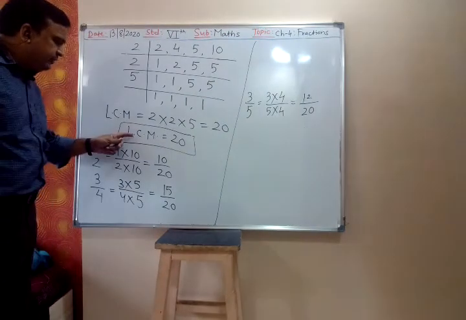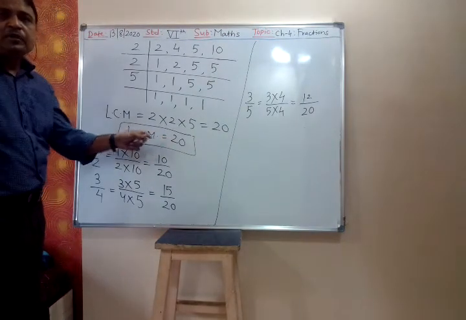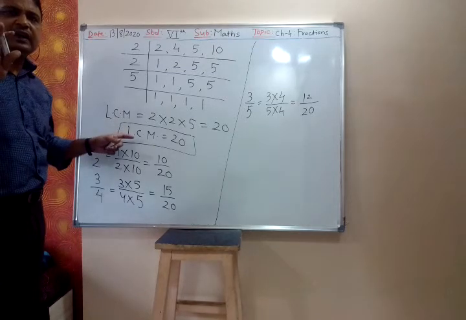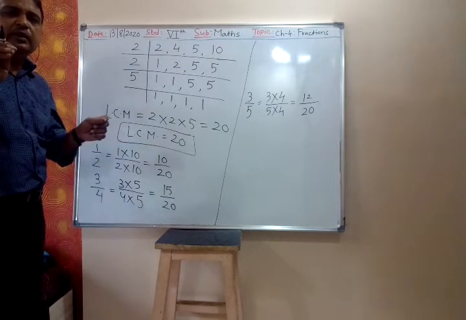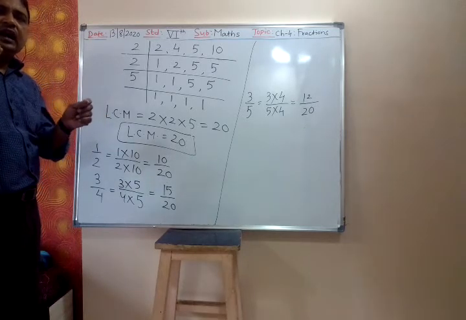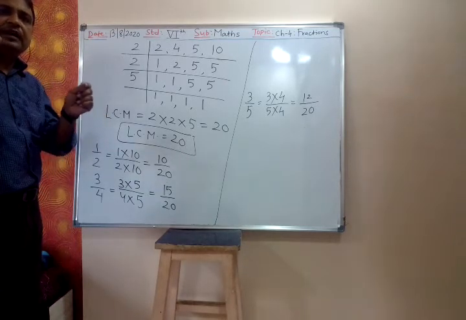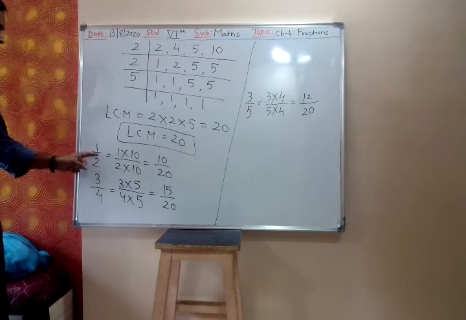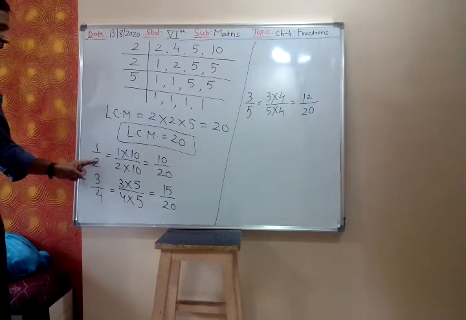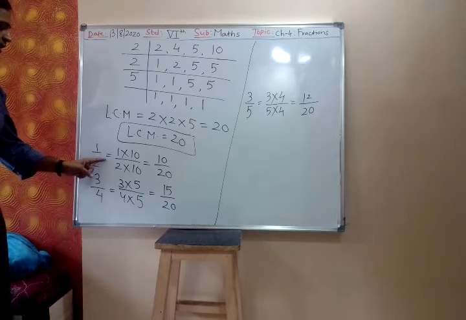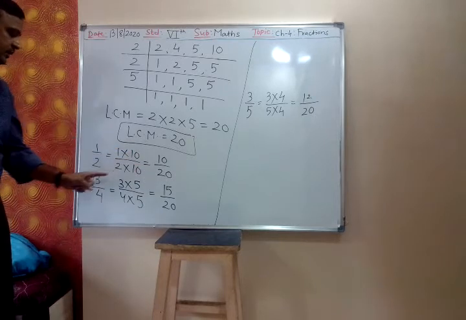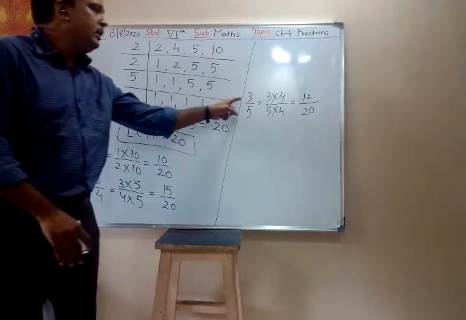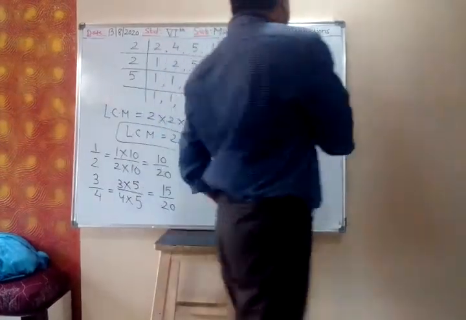After finding LCM 20, I have to make the denominator of each fraction as 20. First fraction is 1 by 2, denominator is 2. This denominator 2, I want 20, so I will multiply by 10 in denominator as well as in numerator. So 10 upon 20. Now 3 upon 4, I want denominator 20, so multiply and divide by 5. Now 3 upon 5, I want denominator 20, so 12 upon 20.